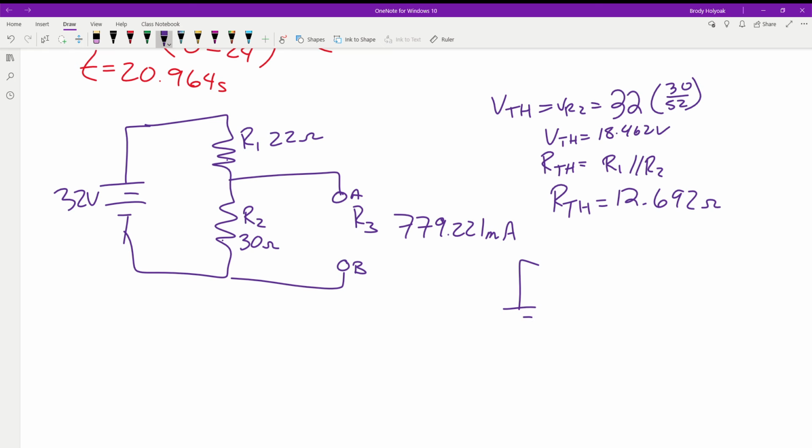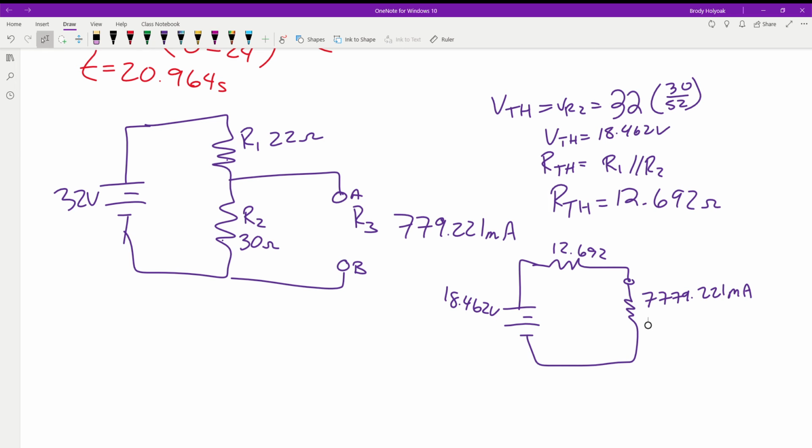Yep. So then we throw it into our Thevenin circuit. So we have our V Thevenin is 18.462 volts. R Thevenin is 12.692 ohms. And we put R3 back in its place. And we know that we have 779.221 milliamps. The nice thing about Thevenin is this is where it combines our original circuit back together. Whatever's going through this load resistor is the answers for this point in our problem.